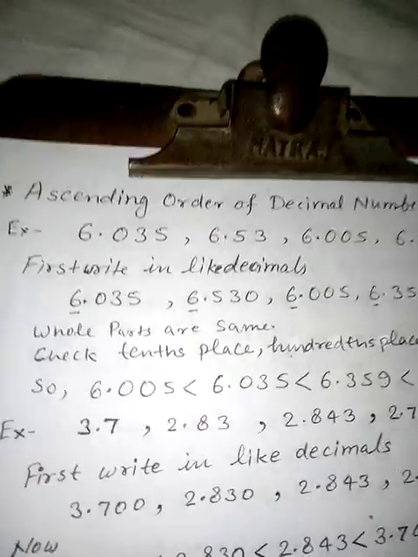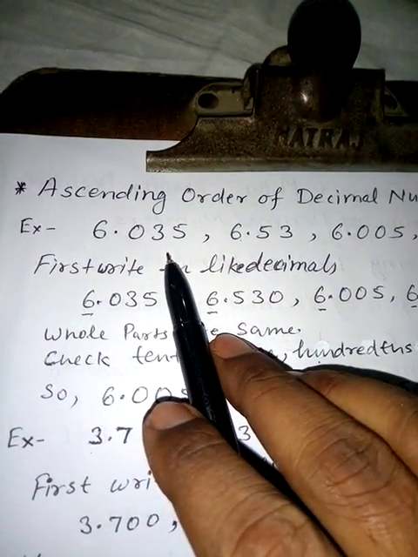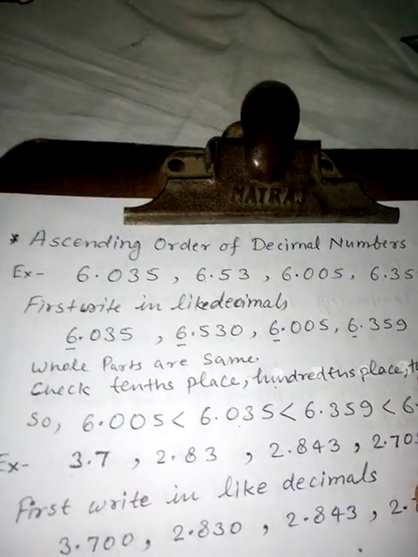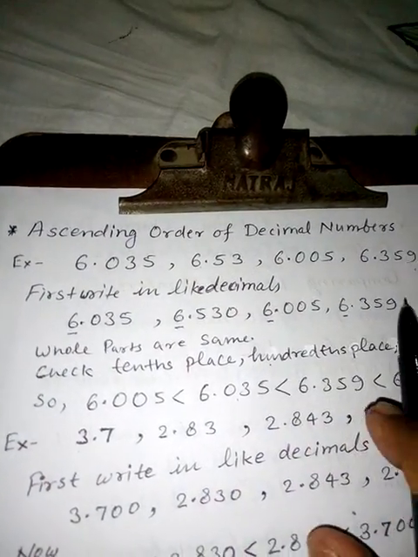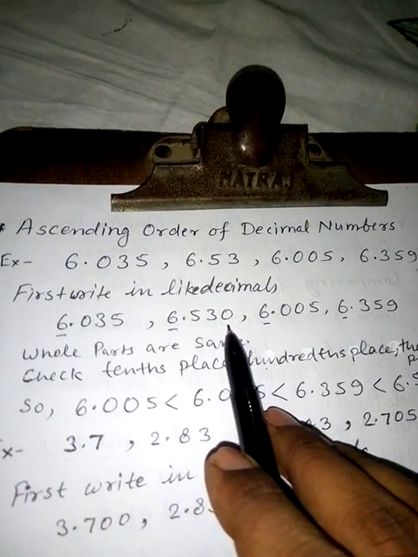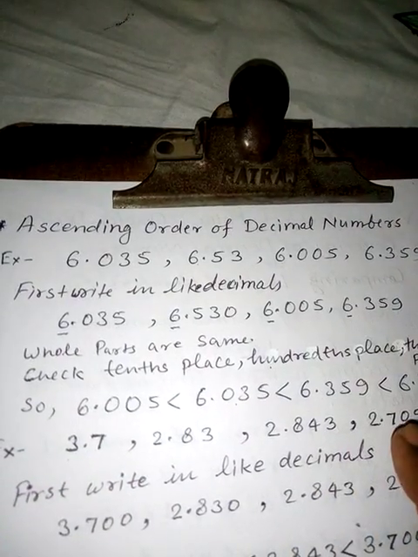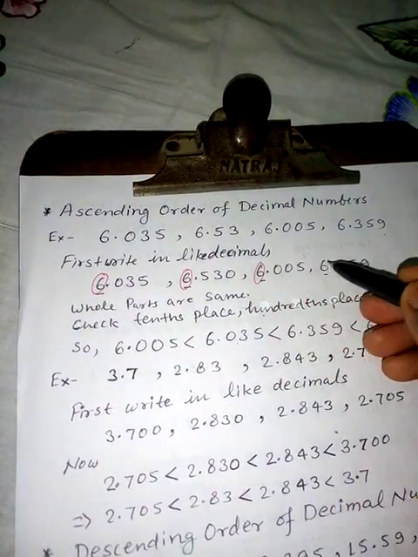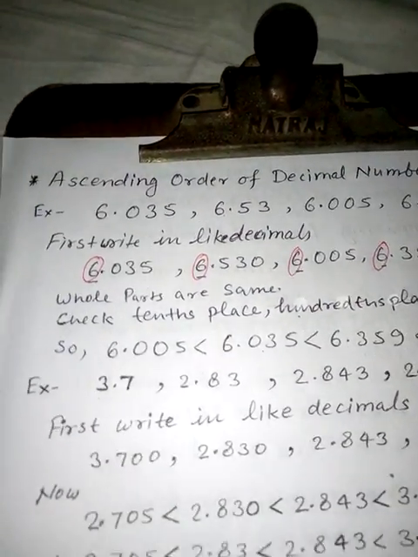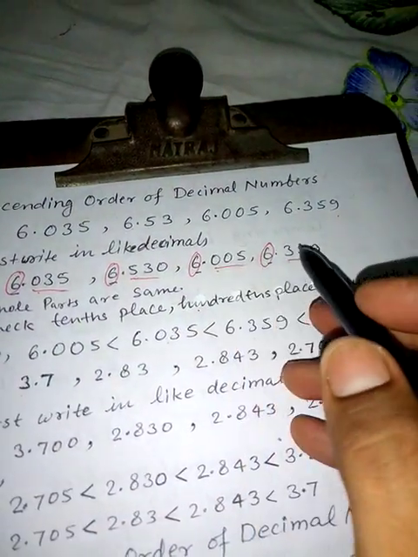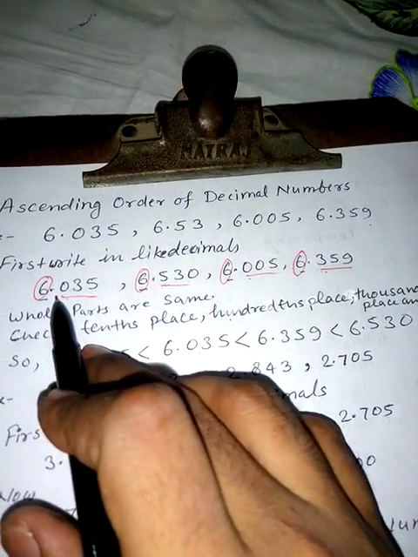Here the numbers are 6.035, 6.53, 6.005 and 6.359. First you have to write them in like decimals. Here only this number has two places of decimal, so you have to put a 0 and complete it. Now all these numbers are like decimals. Now check the ones place. It means the whole part is the same. Now check the decimal part. In the decimal parts, the first digits are 0, 5, 0, 3. So 0 is less than 5 and 3.